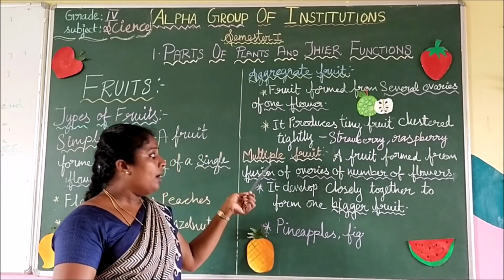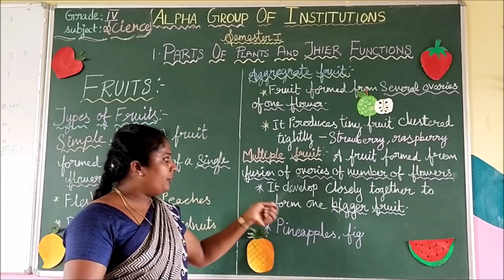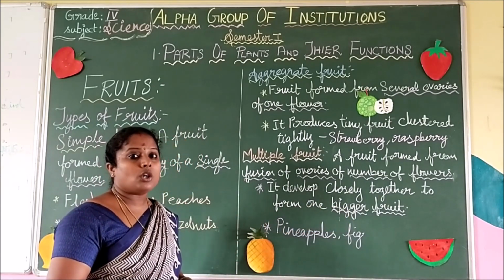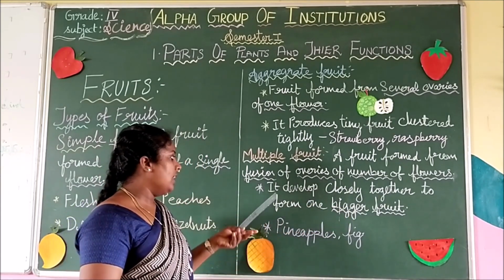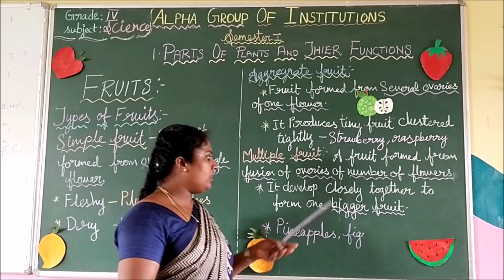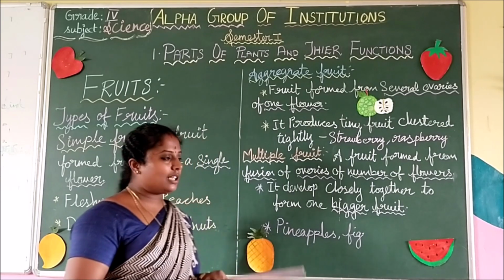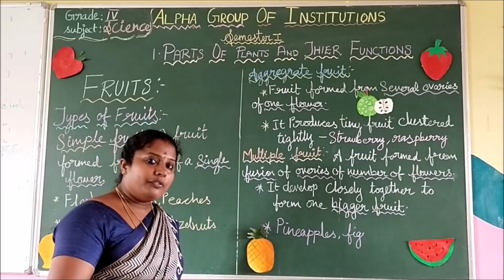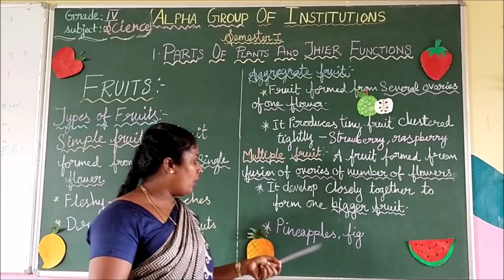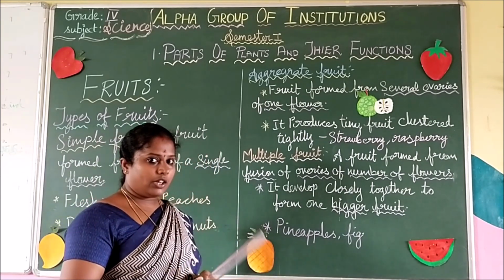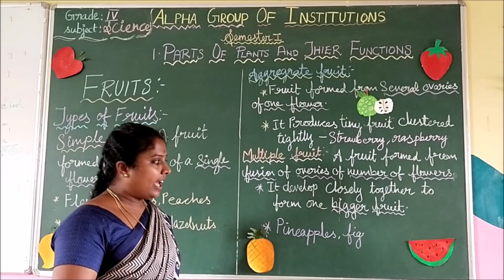That is called multiple fruit. A fruit formed from the fusion of ovaries of a number of flowers. It develops closely together to form one bigger fruit. That is called multiple fruit. So examples are pineapple, fig, etc.